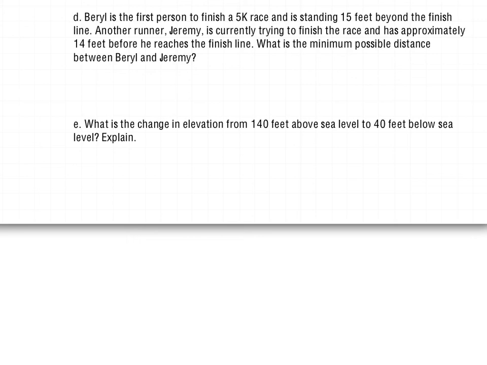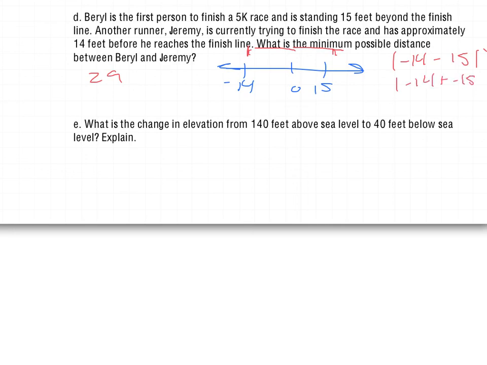Alright, so looking at this, just thinking about them on a race number line. One of them is 14 feet on one side, and the other is 15 feet on the other side. We could talk about the 14 being the negative. And so we can think about this just conceptually. It's 14 to the finish line, another 15 to Beryl, so that would be 29. Or we can think about it using the formula: -14 minus 15, absolute value. Change this to an addition. Absolute value of -29 is 29.